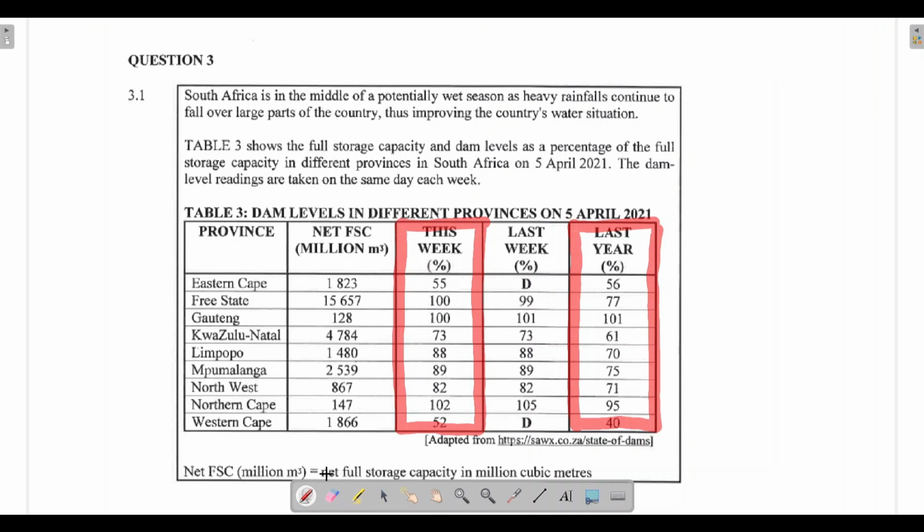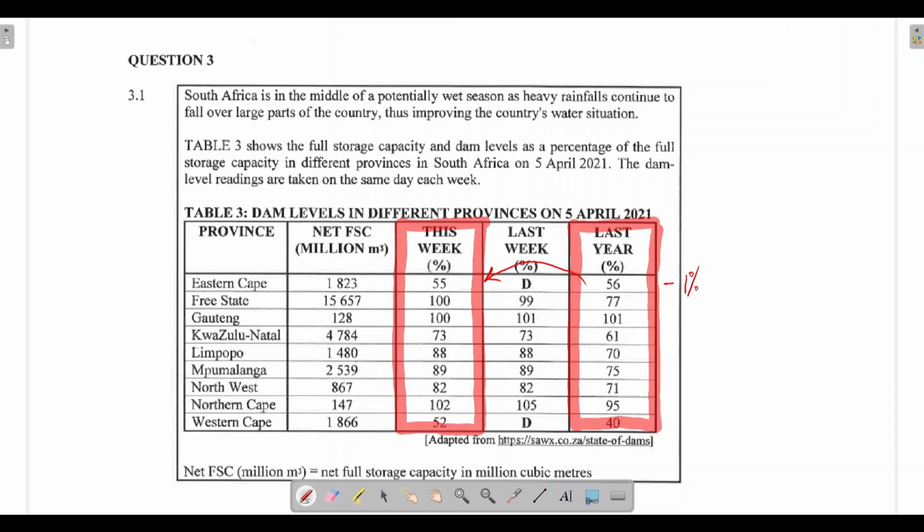So we're going to go from last year to this week, right? We can see that last year for Eastern Cape, the dam level percentage was 56%, but this week it's 55%. So for the Eastern Cape, it actually decreased by 1%. We're not going to include that because we're looking for the province that had the highest percentage increase. So we're not going to consider Eastern Cape.